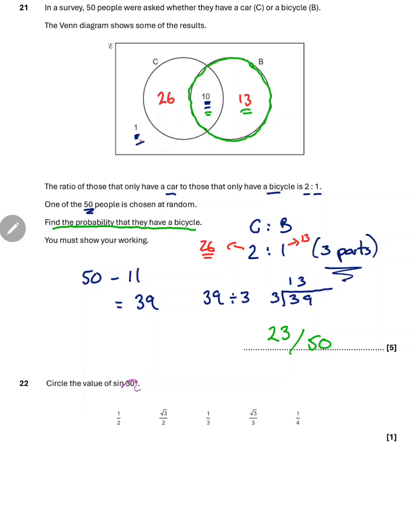And question 22, just a bit of exact trig. It asks about sine 30. If you're ever unsure about your trigonometry on a non-calculator paper, usually go for a half, because that's often the case. Not always, but it's better than doing nothing, or better than not attempting the rest of the question. Sine 30 is a half.